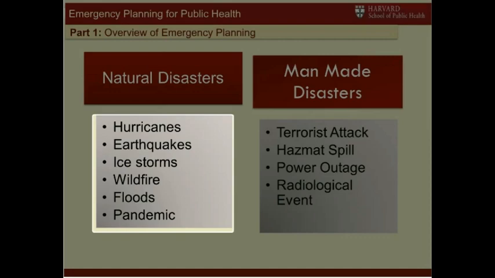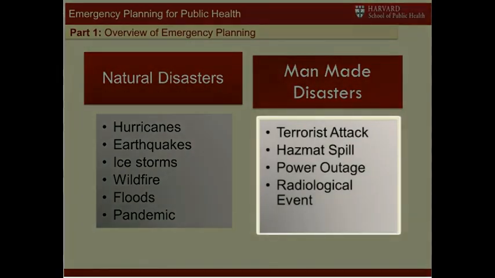The second category is man-made disasters, which include terrorist attack, hazmat spill, power or utility outage, radiological event. Each of these events has the potential to affect the health of your community, necessitating a public health response.